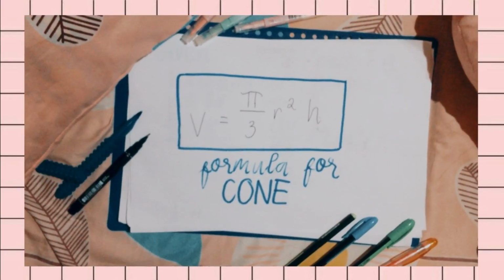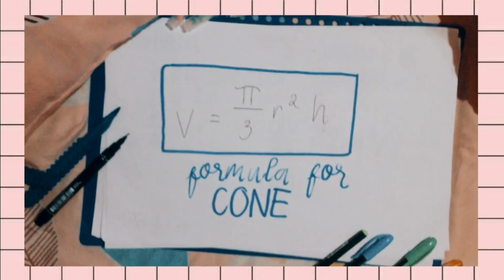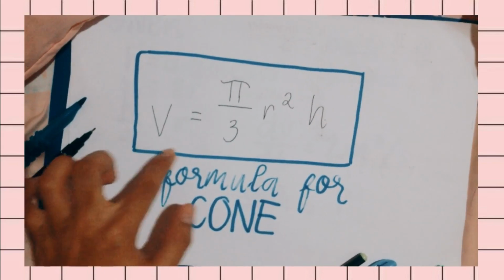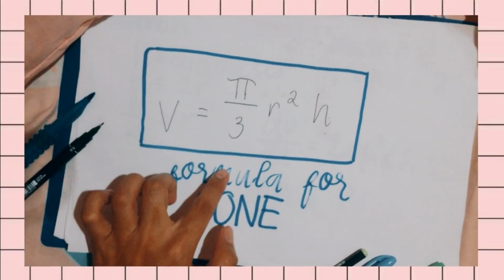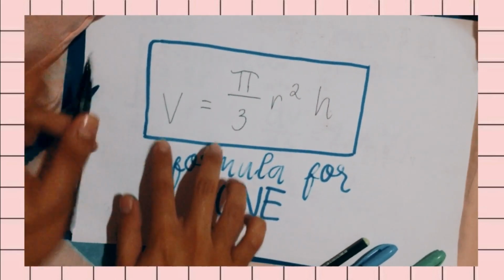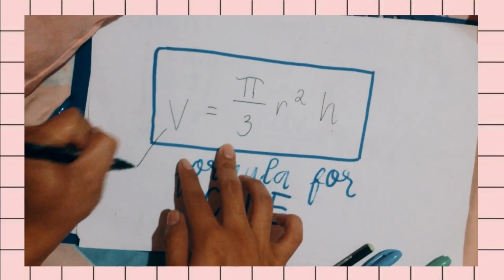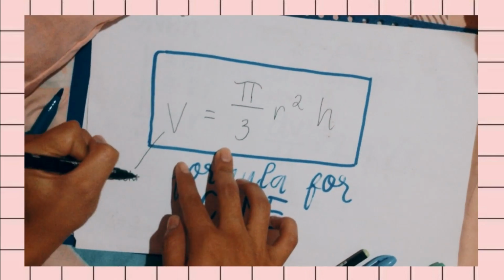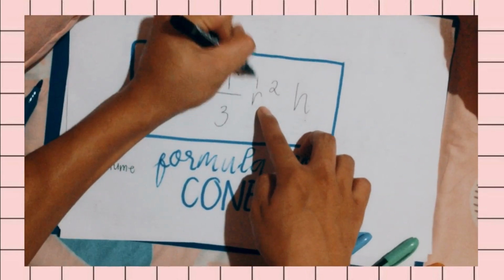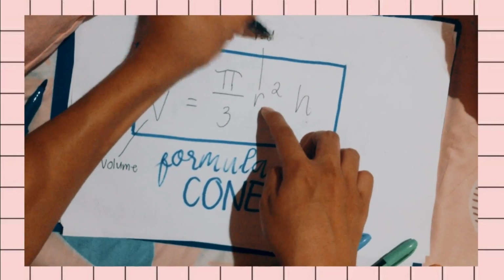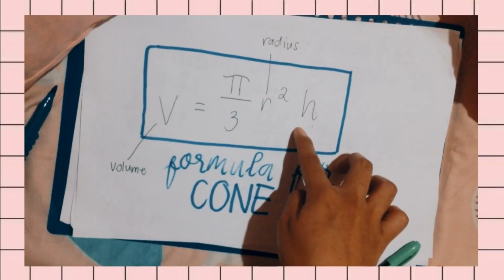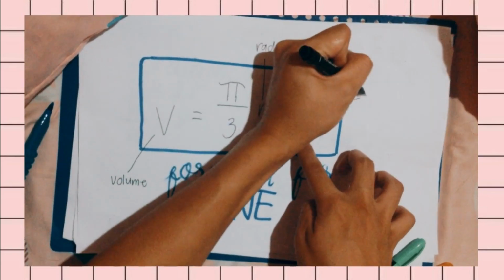So this is the formula for the cone in order to find the final answer of the problem. V is equal to pi over 3 times r squared times h. The V here represents the volume of the cone, the r here represents the radius with the exponent 2, and the h here represents the height of the cone.